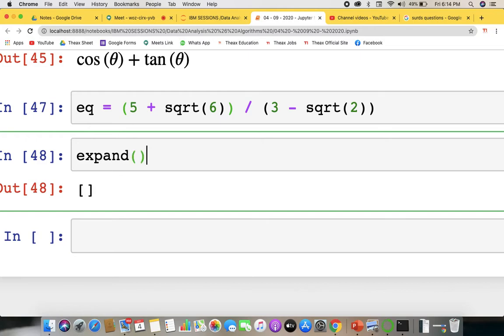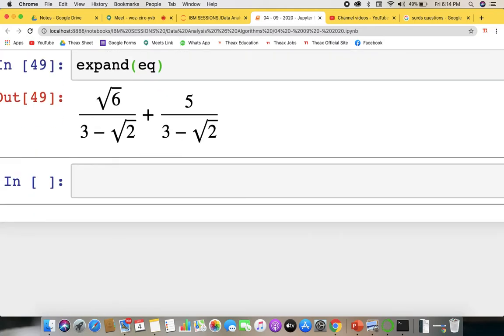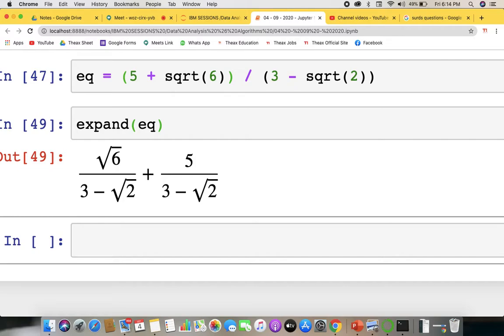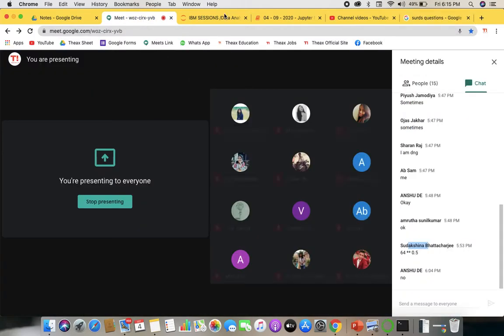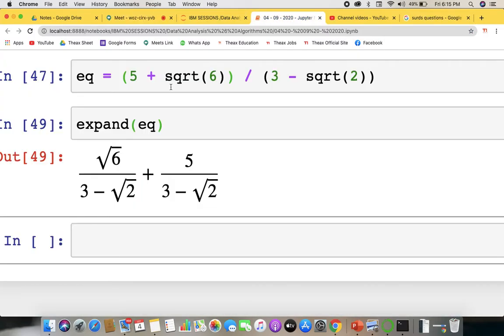So can we use this? It's root 3 minus root 2. Yes, root 3 minus root 2.